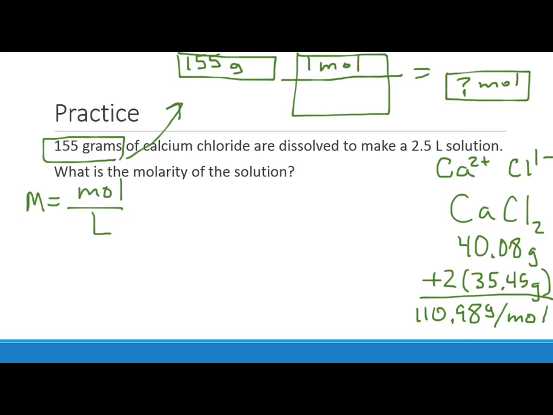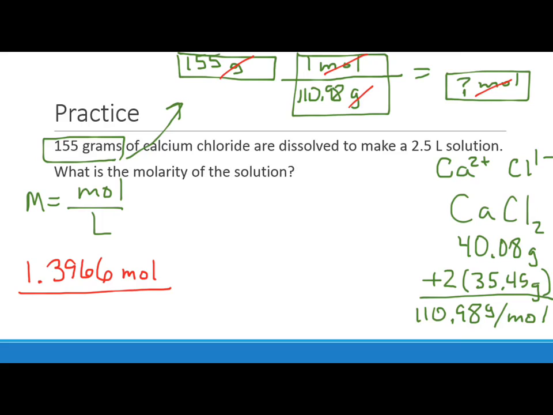In other words, as I'm going to write up here, 1 mole is equal to 110.98 grams. All right, I just double check that my units cancel. Grams cancel grams, moles cancels moles. So I've set this up properly, and I'm just going to type in 155 divided by 110.98, and I'm going to leave a few more sig figs here, even though I know I can't have them at the end, but 1.3966 moles.